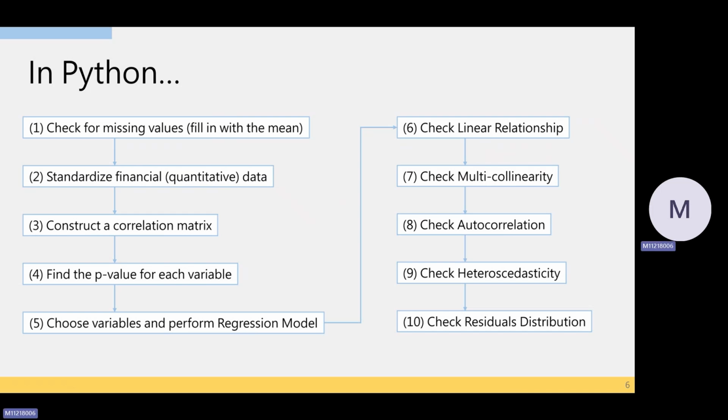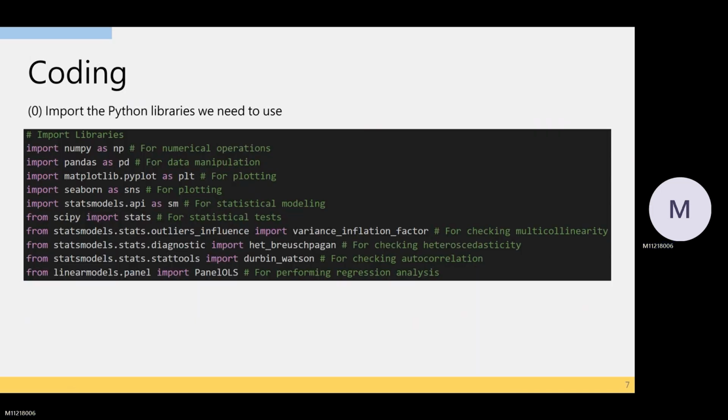And step 9 is check heteroscedasticity. We need to verify that the variance of residuals is constant across observations. Heteroscedasticity can lead to inefficient estimates. And step 10 is check residual distribution. We will use the KS test and QQ-plot to confirm that residuals are normally distributed, which is another assumption of regression analysis. So, in the coding phase, we implement the analysis steps in Python.